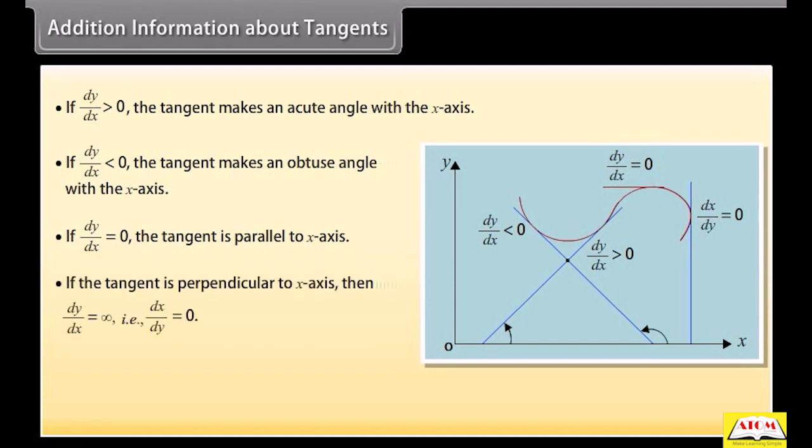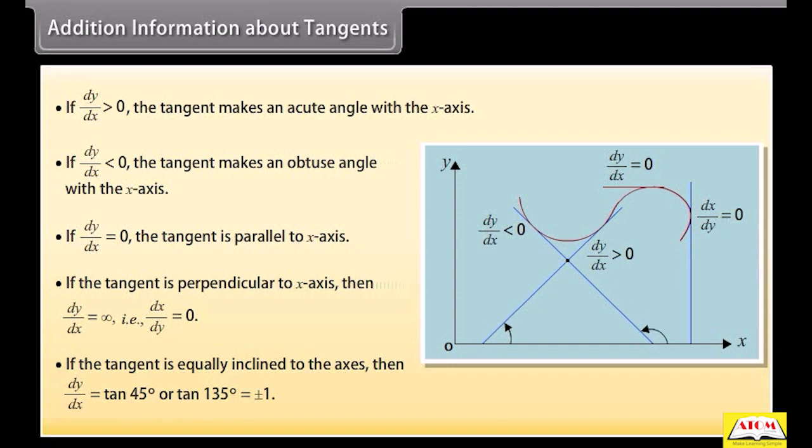If the tangent is perpendicular to x-axis, then dy by dx is equal to infinite, that is, dx by dy is equal to 0. If the tangent is equally inclined to the axis, then dy by dx is equal to tan 45 degree or tan 135 degree, which is equal to plus minus 1.